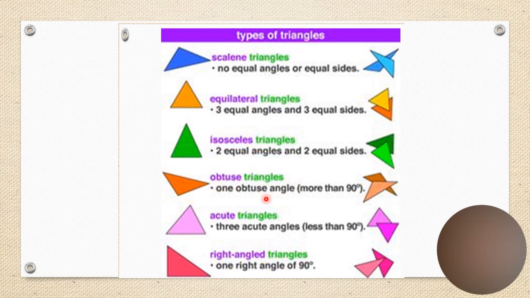Obtuse triangle: you look at the biggest angle. If it's bigger than 90, therefore it's an obtuse triangle. Acute: the biggest angle is less than 90, then it's an acute angle triangle. And then if the biggest is 90, then it's a right angle triangle.